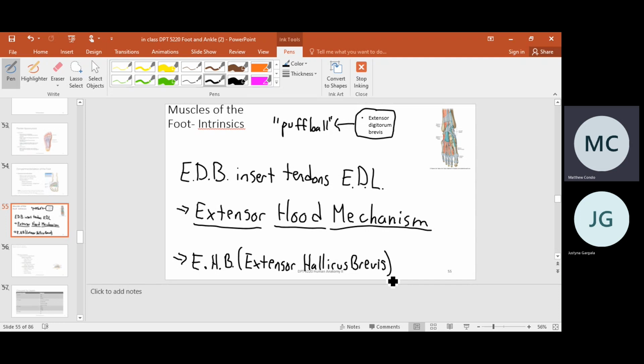Now, with both of these muscles, we are going to see that they're innervated by the deep fibular nerve. Right? And mostly coming off of nerve roots S1 and S2. Same thing with extensor hallucis brevis.